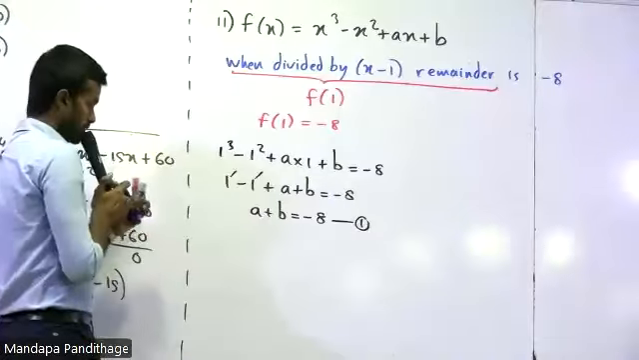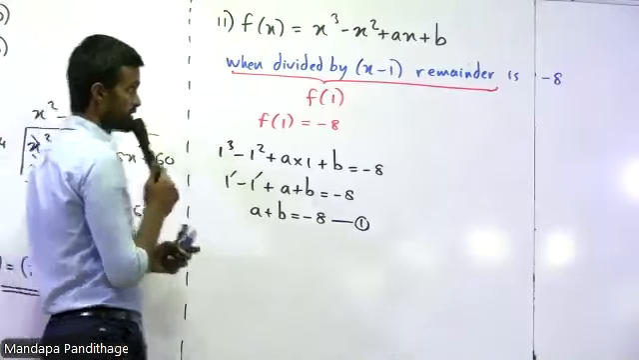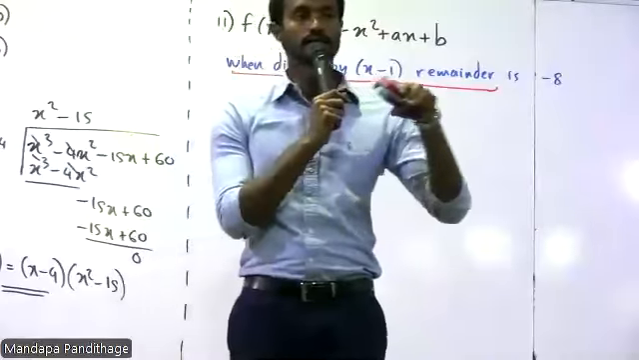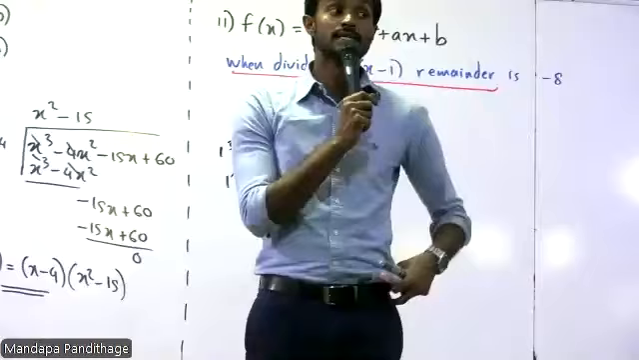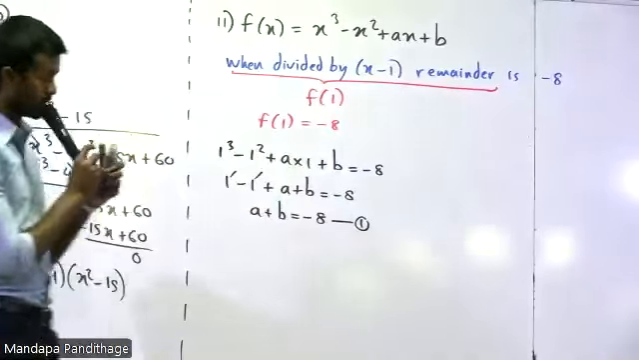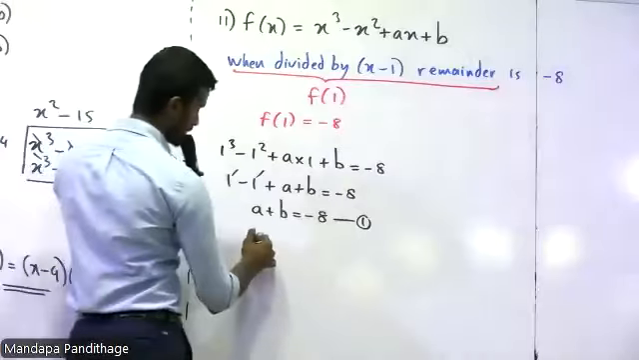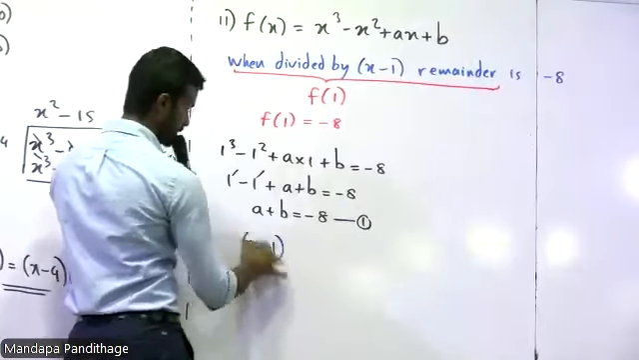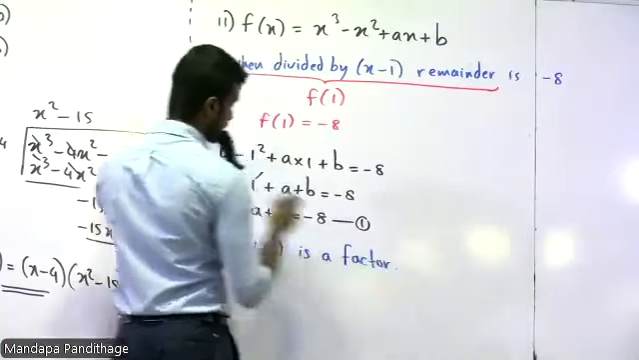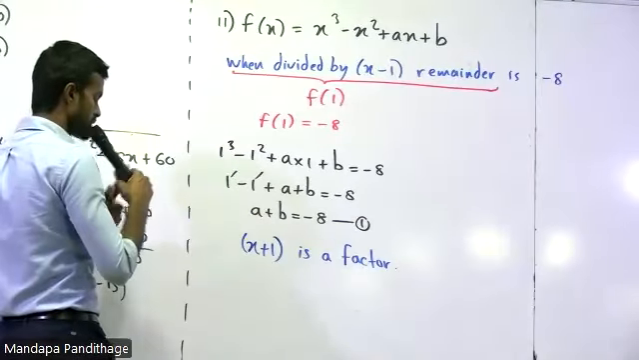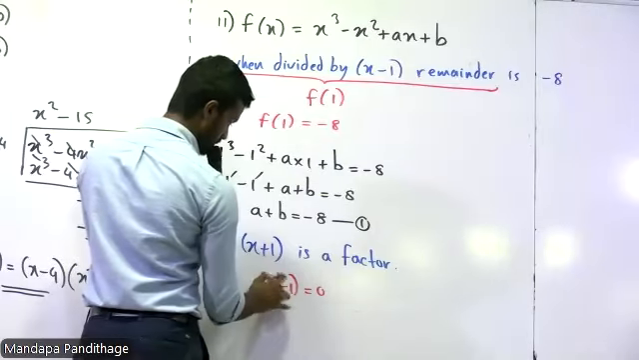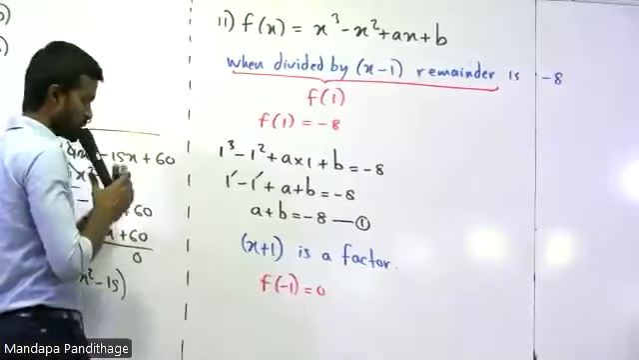And then they have given, when divided by x plus 1, the remainder is 0. Now tell me, if the remainder is 0, that means indirectly they are telling us that x plus 1 is a factor. Clear? If x plus 1 is a factor, then f(minus 1) is equal to 0. Okay, now substitute minus 1.